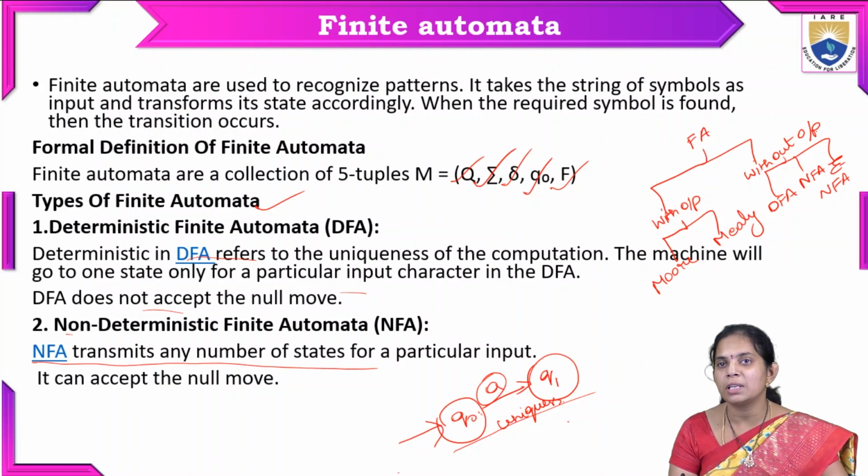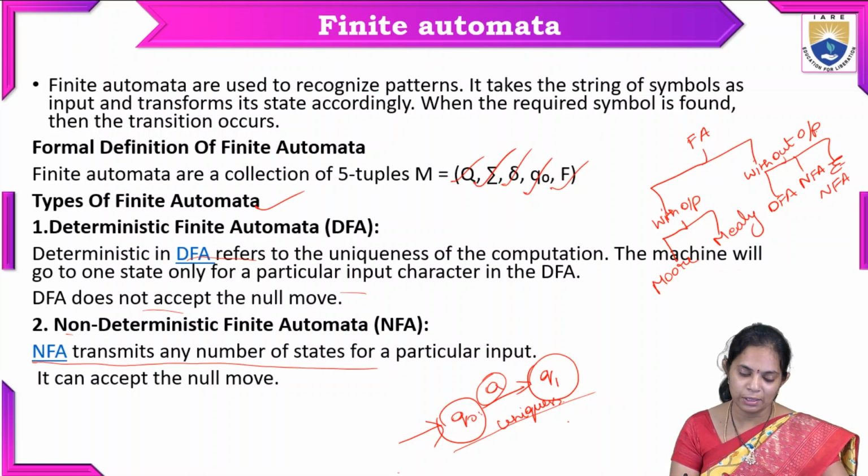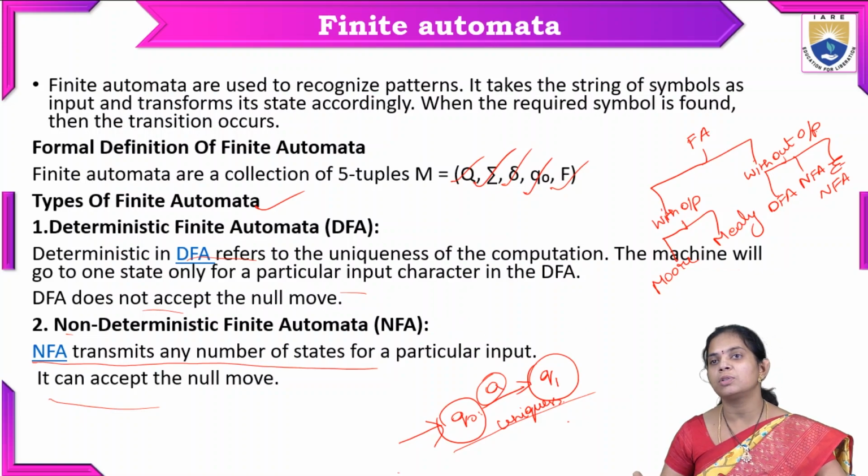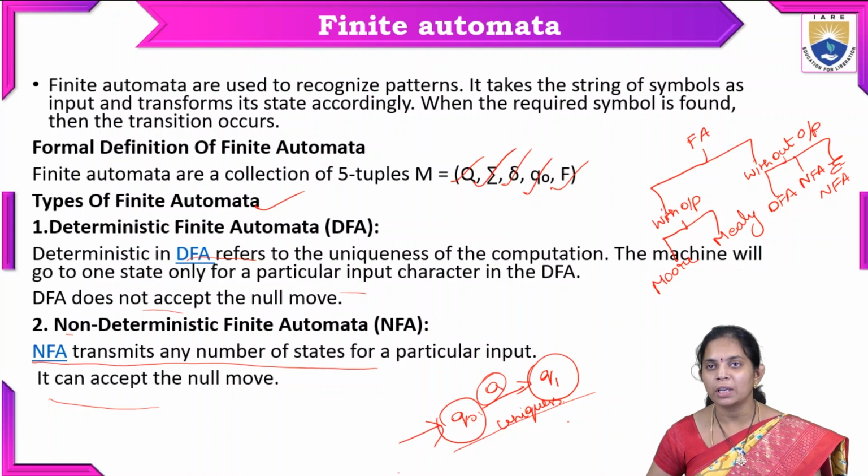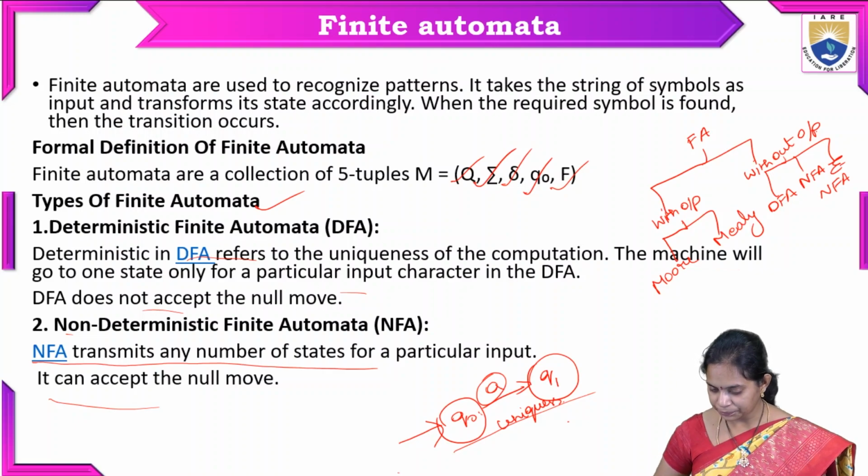In that language, there may be one or two more states for the single input. So it can accept the null moves also, like null moves are also accepted here. So this is about the two types of finite automata. We have DFA and NFA.